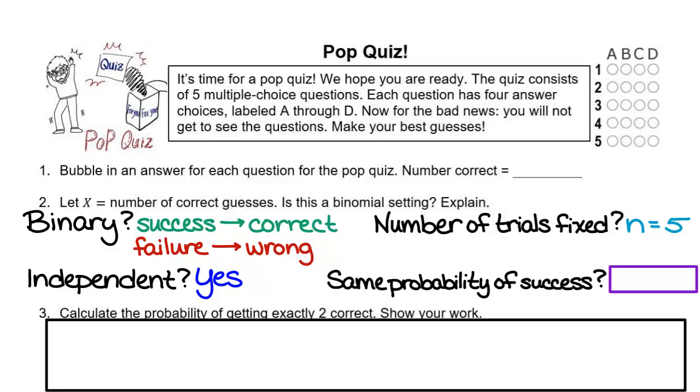Same probability of success each time. What's the probability of success? 25%, 0.25, or 1 out of 4.